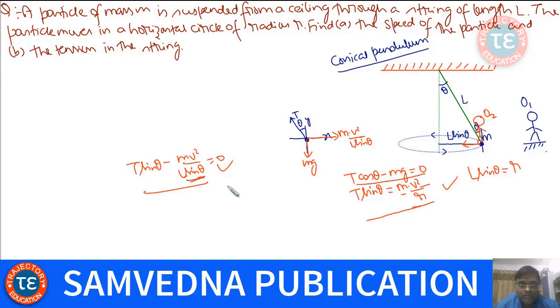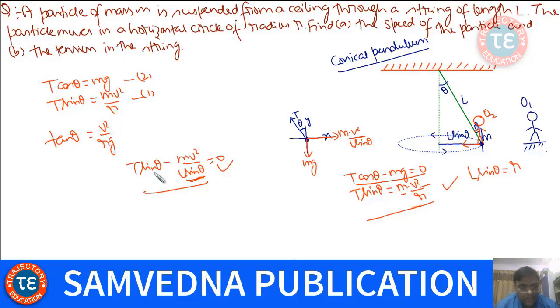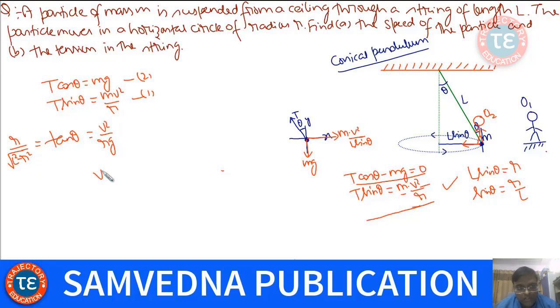So from here we have T cos theta equals mg, and T sin theta is mv square by r. So if I divide 1 by 2, then I get v square by rg, right? And what's tan theta? See, from here sin theta is r by l. So tan theta would be r upon root of l square minus r square.